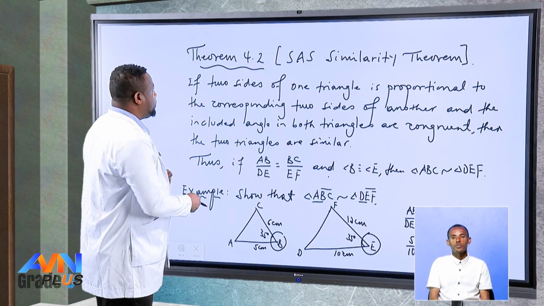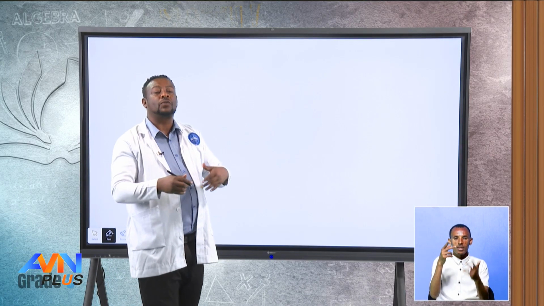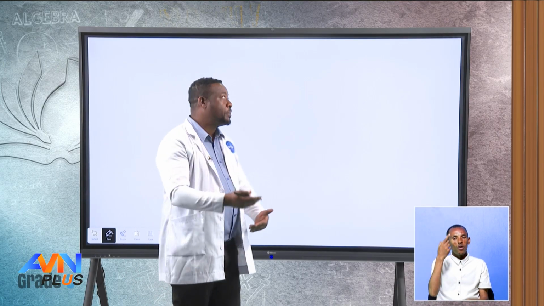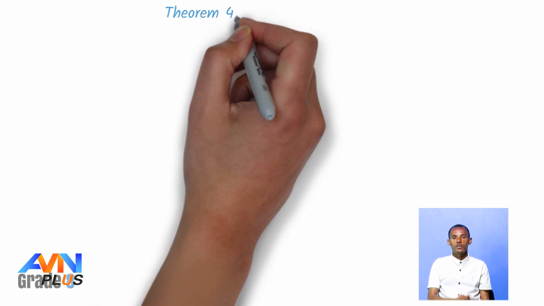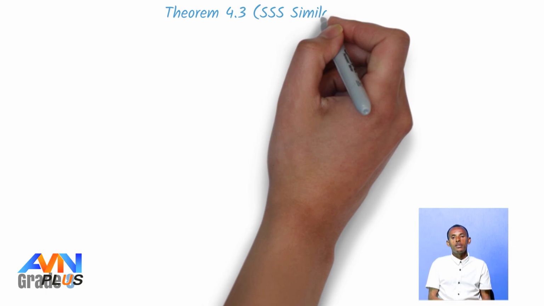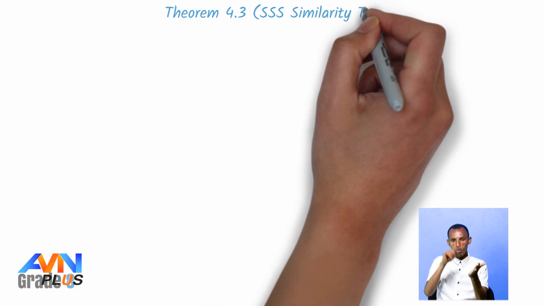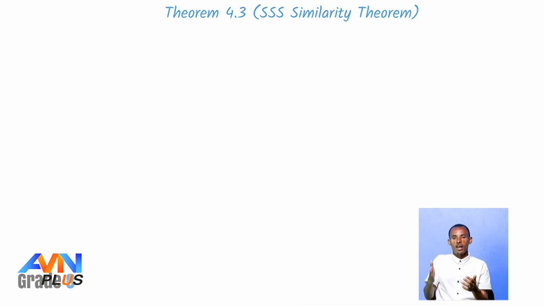Well, so now let's see the third test for similarity, which is about side similarity. Okay, theorem 4.3, which is the third theorem, and this theorem tells us side similarity.